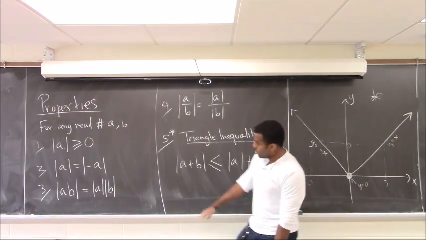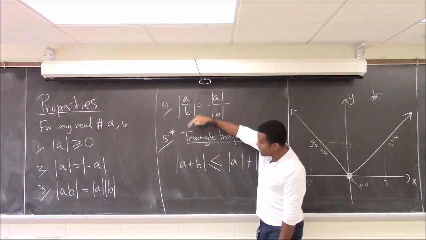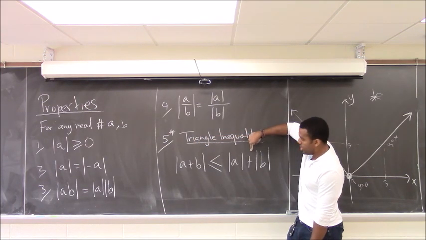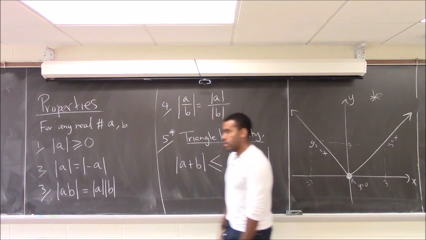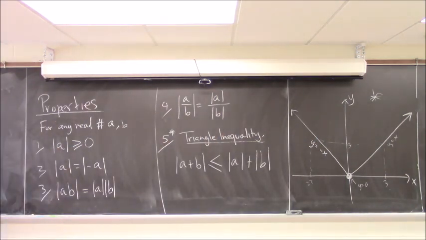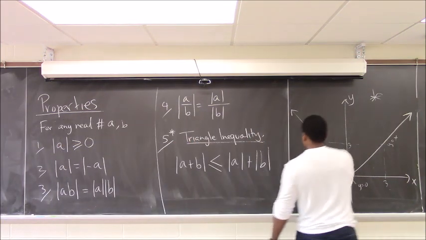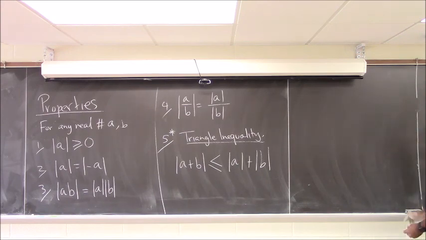So it's very important that you realize you can distribute an absolute value across multiplication and division. It does not distribute across addition. If you split up the absolute values, you can actually get something that's larger than the original number. I can give you an example so you can see that that's actually true.